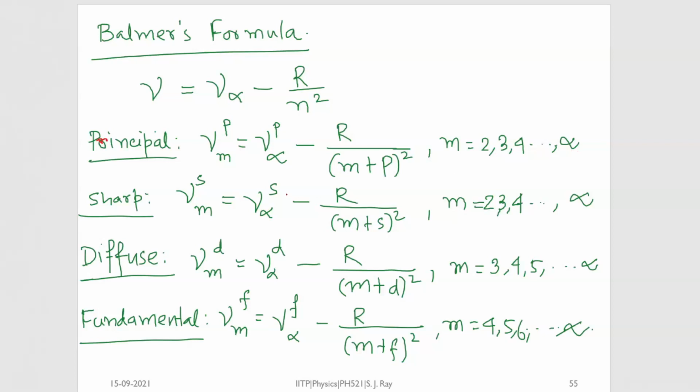And for the sharp series, this will be basically m. So nu m s will be equal to nu infinity s minus R divided by (m plus s) whole square. m will be equal to 2, 3, 4 up to infinity. And similarly for the diffuse series and fundamental series, you can also find out the corresponding wave numbers. Sometimes in exams you get questions on these things, so that is why I have given these here. But the information that you need to remember is that there are 4 series which are commonly observed in the spectra.